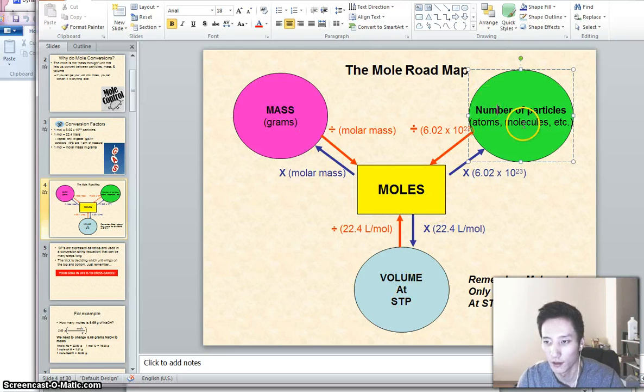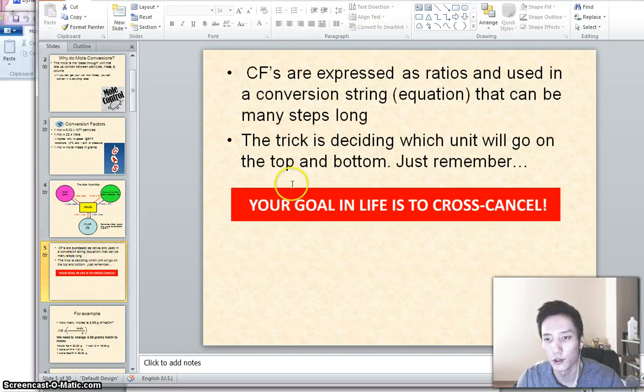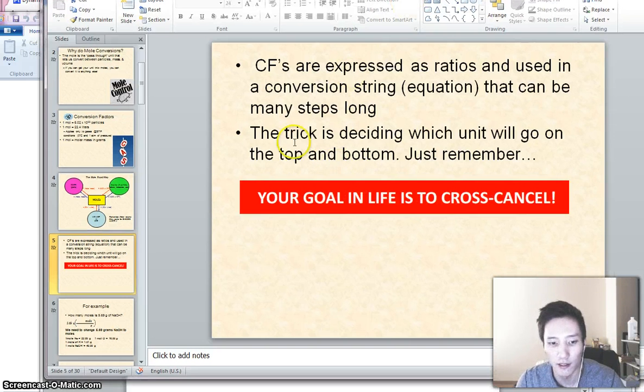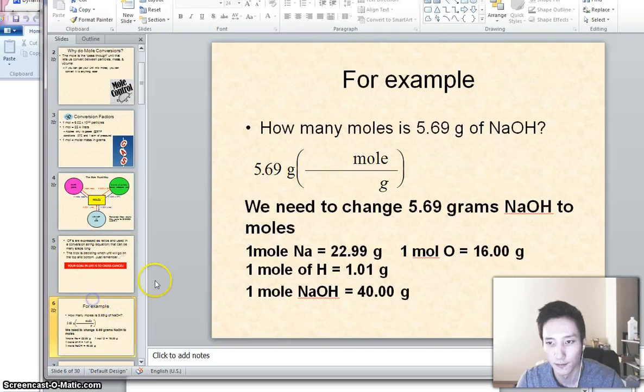If you want to, let's say, go from particles to volume, you have to first convert to moles and then volume. If you want to go from volume to moles, that's just one step, that's fine. Moles to volume, one step, moles to mass, one step. But if you ever want to go from like here to here, it's two steps because you always have to convert to moles first. Okay, so the goal in dimensional analysis is to cross cancel. As long as your units cancel out and you're left with the unit you want, then you're good.